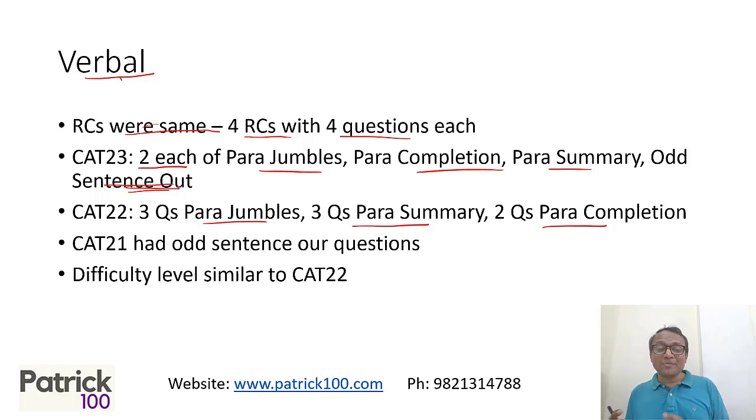The odd sentence out had come in CAT-21. So that means CAT-23 was sort of an amalgamation of the CAT-21 and CAT-22 paper question types. The difficulty level of the verbal section was similar to the previous year. I wouldn't say much harder or much easier, more or less similar. So the pattern had a slight change, with 2 questions each of para-jumbles, para-completion, para-summary and odd sentence out, and the difficulty level remained the same.